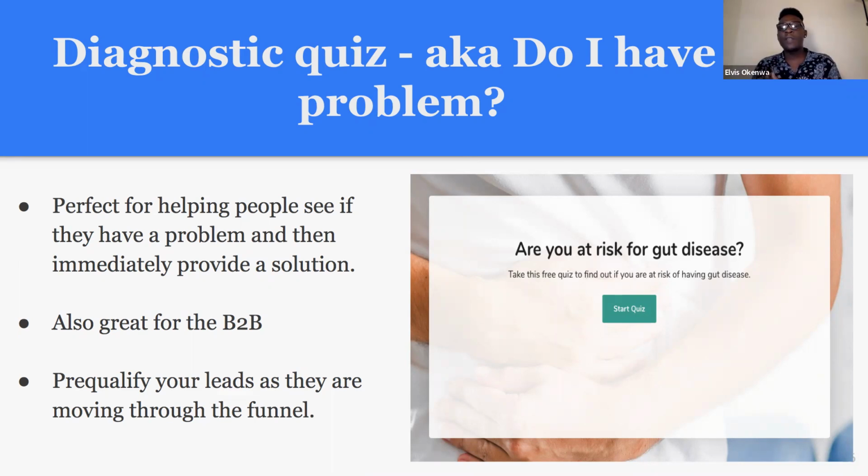All right, so it's great for B2B businesses, and it pre-qualifies your leads as they move through your funnel. So diagnostic quiz, great for B2B, helps you pre-qualify your leads as they move through your funnel, and it's great for helping people see if they have a problem and then immediately offers a solution.